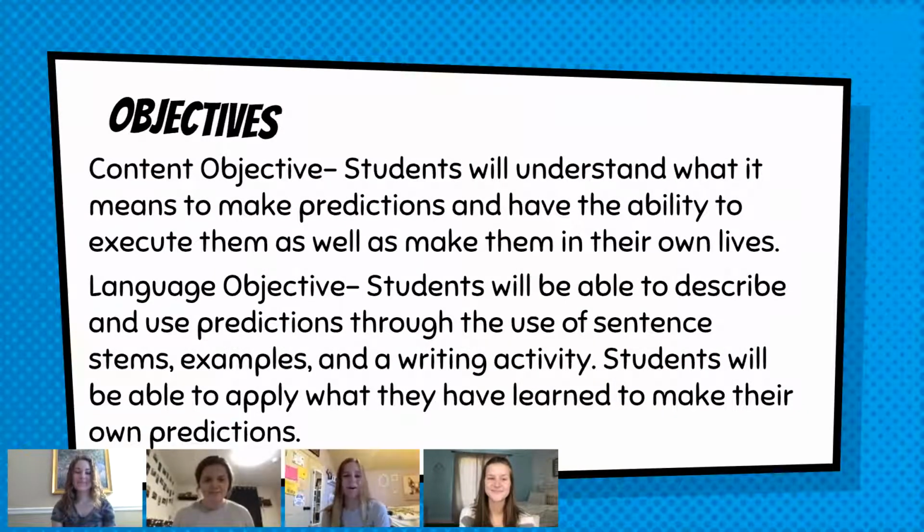Okay, let's talk about our objectives for today's lesson. Our content objective is students will understand what it means to make predictions and have the ability to execute them, as well as make them in their own lives. And our language objective is students will be able to describe and use predictions through the use of sentence stems, examples, and a writing activity. Students will be able to apply what they have learned to make their own predictions.